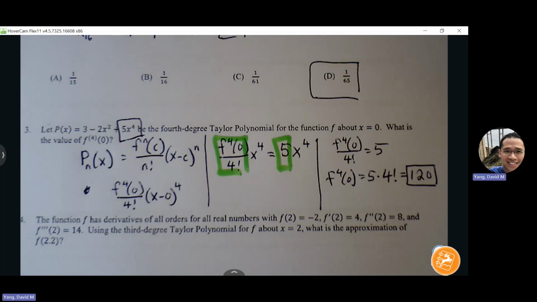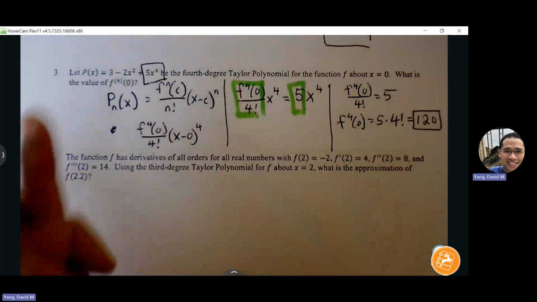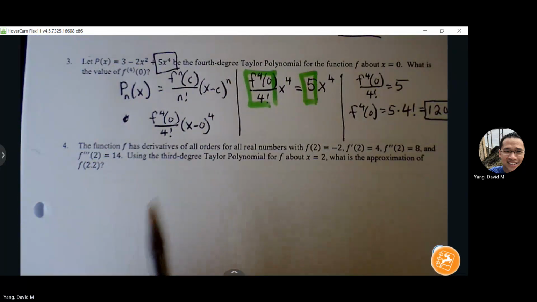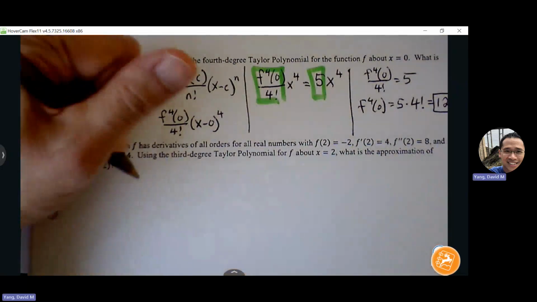Okay, number 4. Function f has derivatives of all orders for all real numbers. With f of 2 equals -2, f prime of 2 equals 4, f double prime of 2 equals 8, f triple prime of 2 equals 14. Using the 3rd degree Taylor polynomial about x equals 2, what is the approximation of f of 2.2? So we're going to build out our Taylor polynomial. All the values are given to us. We just have to be able to put it into the proper form.